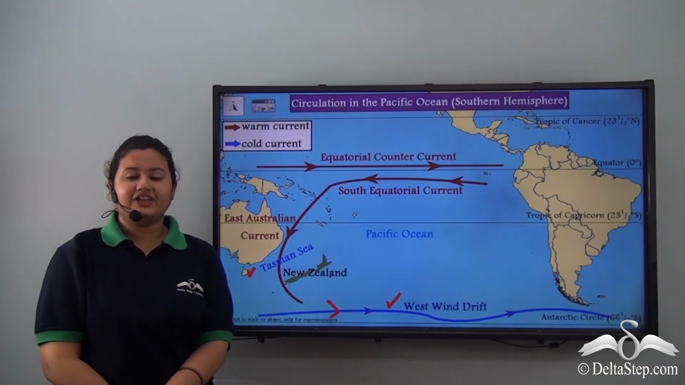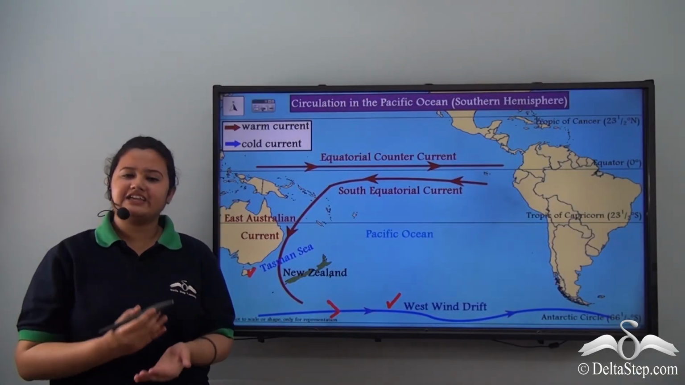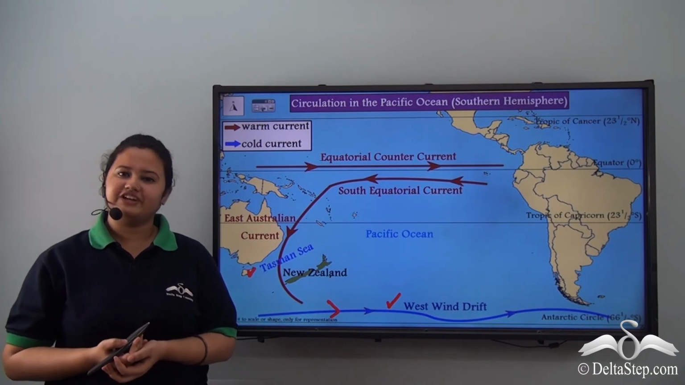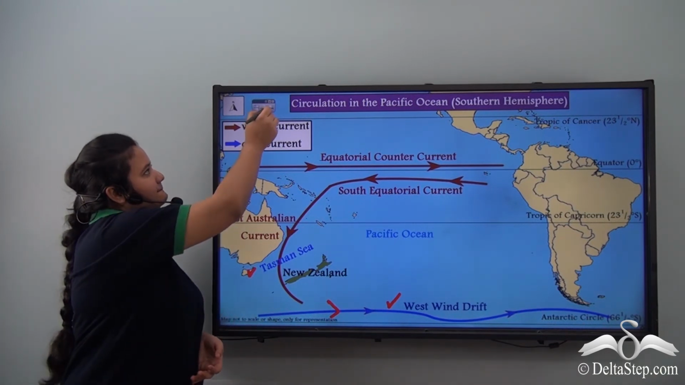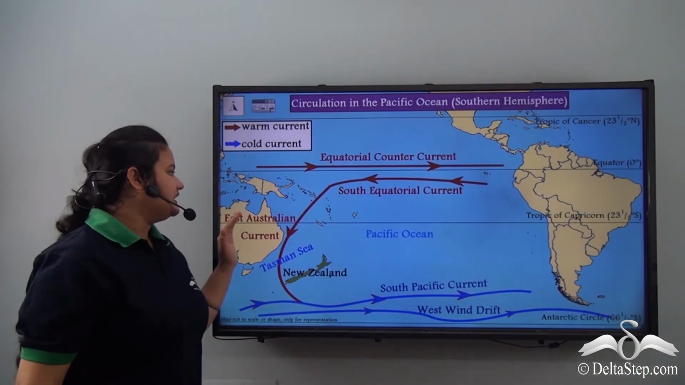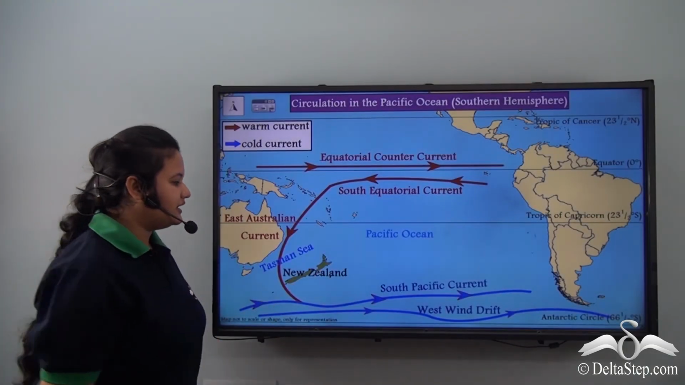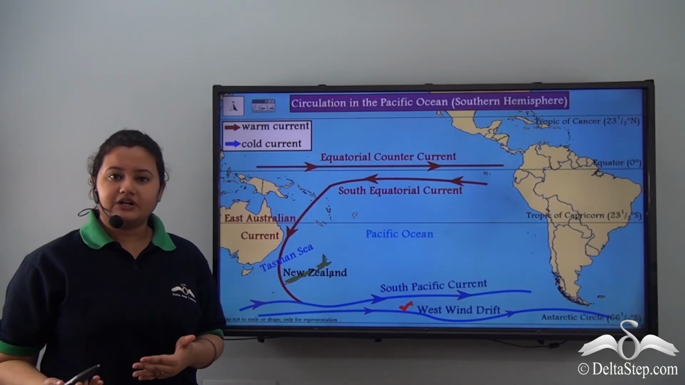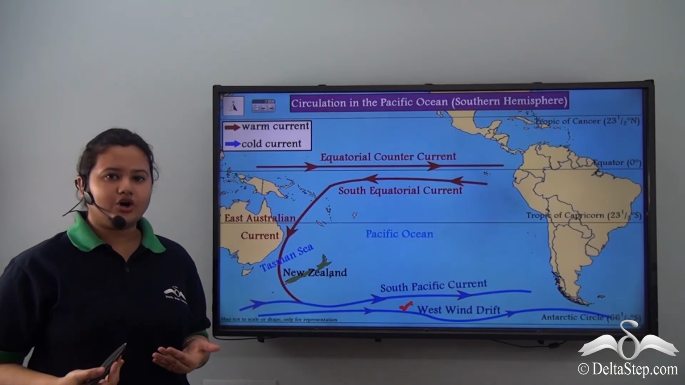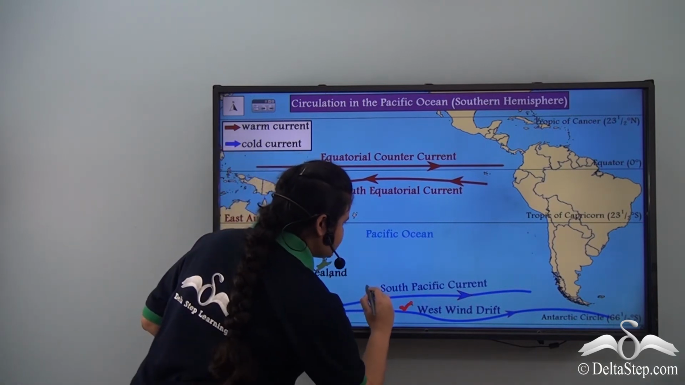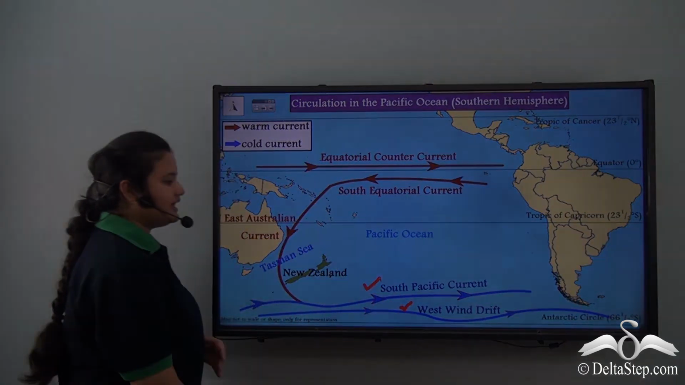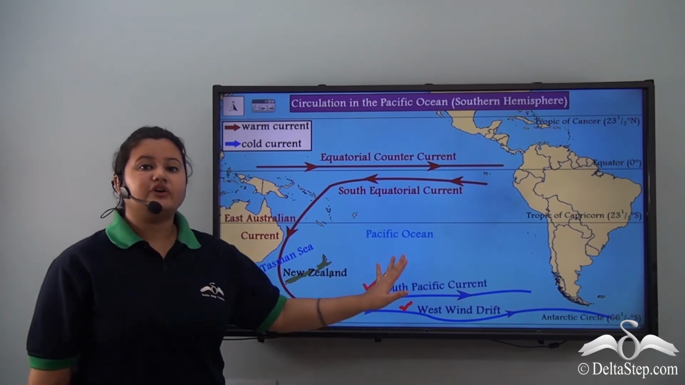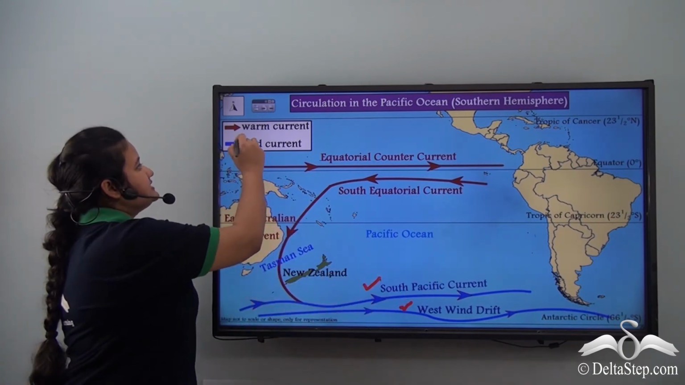Now we will see what happens when the East Australian current comes under the influence of west wind drift. Well, when the East Australian current comes under the influence of west wind drift, it gives birth to a new current which is called the South Pacific current. Now you see that the South Pacific current is marked with blue, which means that it is a cold current.